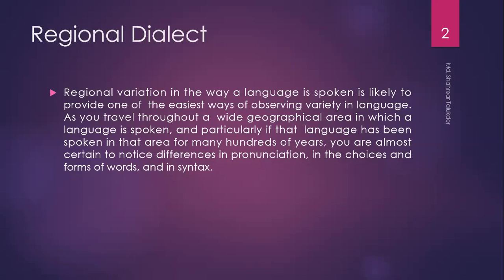For example, if somebody comes to Bangladesh and travels throughout the country, he will notice that the same Bangla is not spoken in the same way in all parts of Bangladesh. In the southern part, they have different kinds of pronunciation, vocabulary, and syntax in some cases. Also in the northern part and the eastern part of Bangladesh, you will notice these kinds of changes or variations in language.